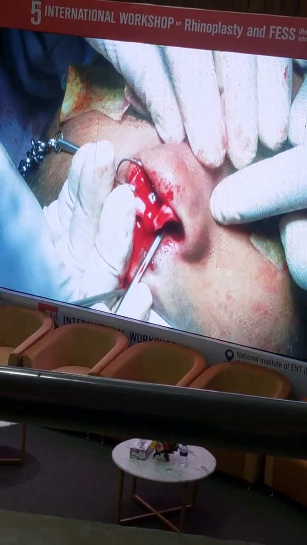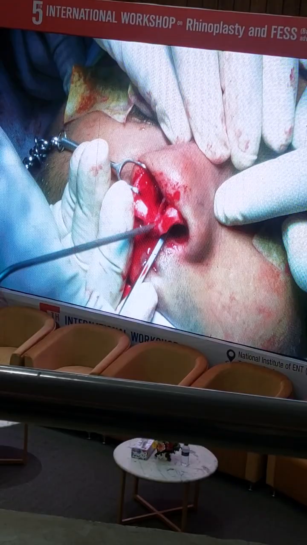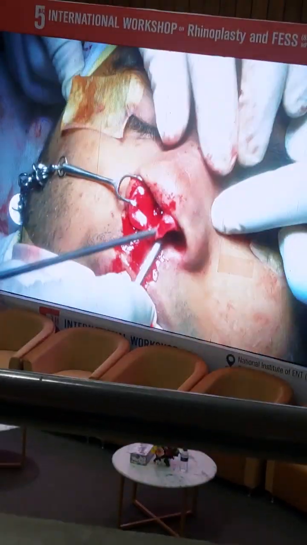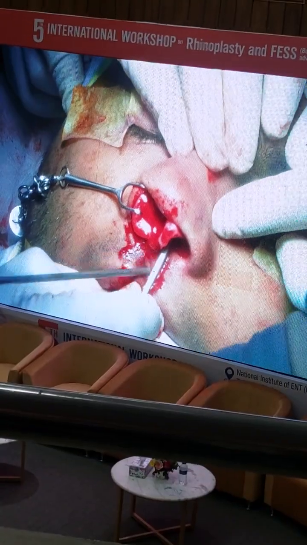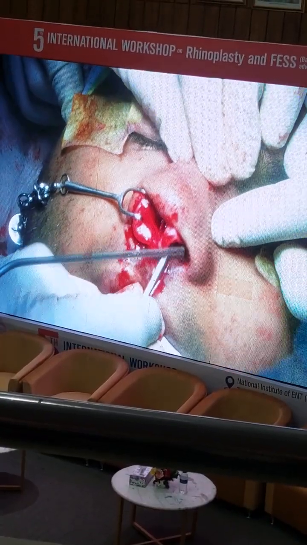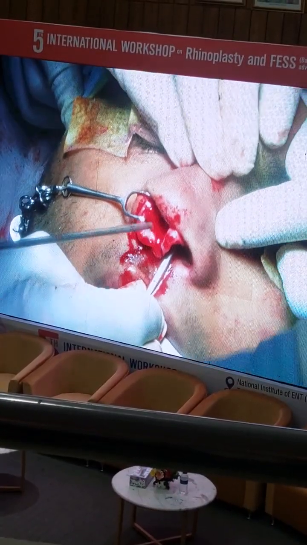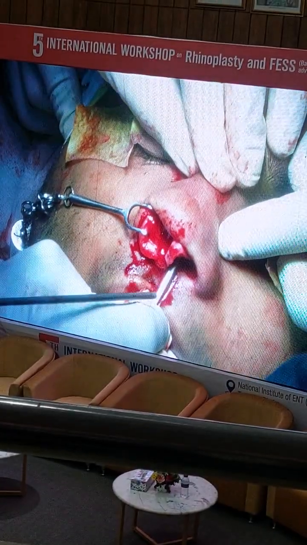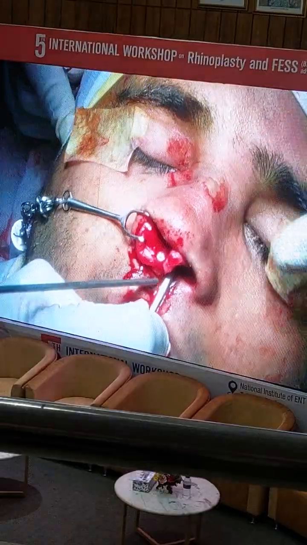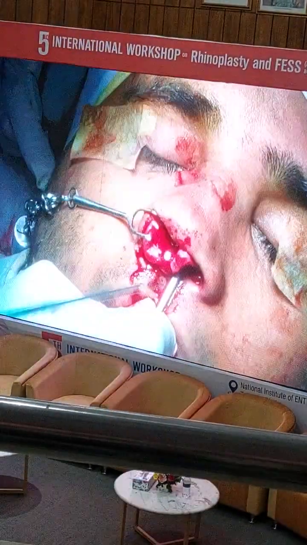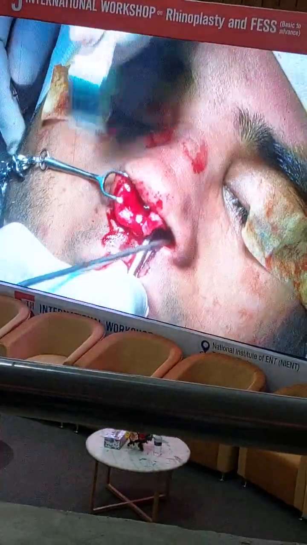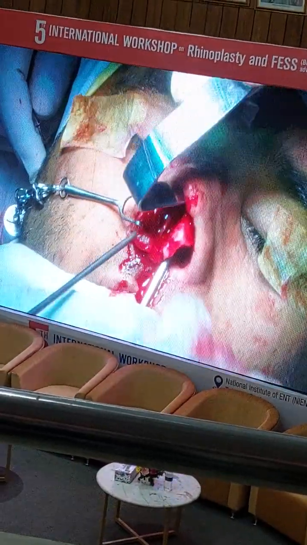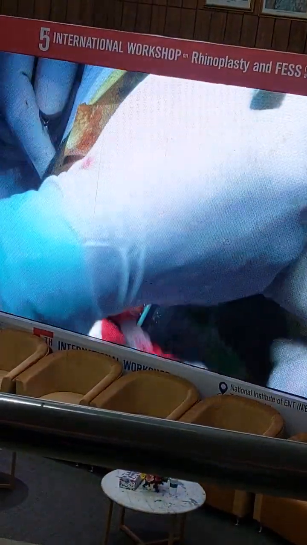Paramedian. When we see this through the microscope, I will show you. This is the only disadvantage of this osteotomy: we cannot see the osteotomy being performed.